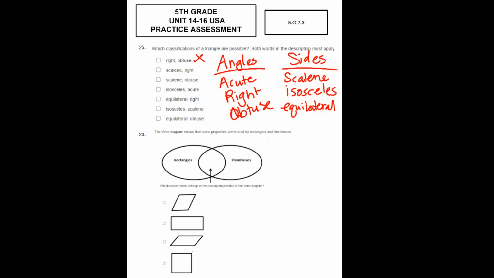It cannot be both. Could we have a scalene right? Yes, we can. Could we have a scalene obtuse? Yes, we can. Could we have an isosceles acute? Yes, we can. Could we have an equilateral right triangle? No, we cannot. Because if we're doing a right triangle and have it equilateral, actually we could. Do these all look the same side? I think it's possible. Maybe it is possible. Let's hold out on this one. We'll say a question mark. I'm not sure if it's possible yet. All right, let's do isosceles scalene.